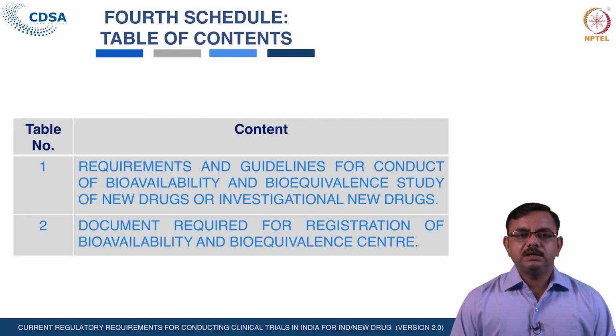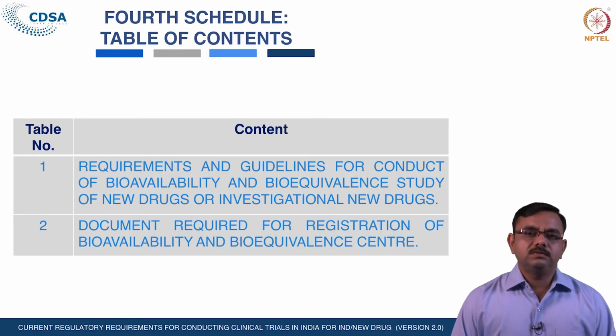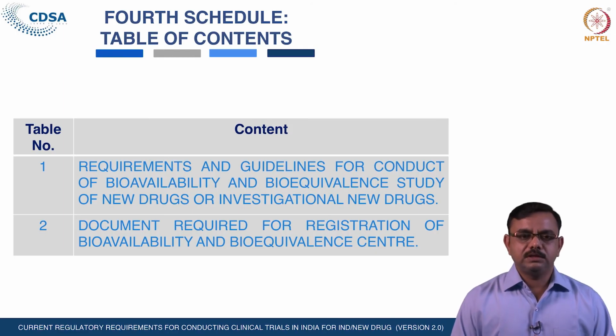Table 2 is the data and information required for grant of permission to conduct a BA/BE study of a new drug or investigational new drug. This is regarding the chemical and pharmaceutical information, a detailed introduction, then the permission. For the permission, it is required to submit the published reports and regulatory status, as we have seen in the case of the clinical trial. It is more or less similar, because BA/BE is also a clinical trial.